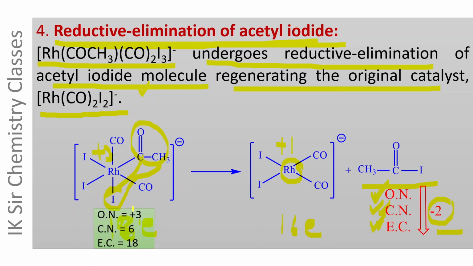The oxidation number is +3, coordination number is 6, and electron count is 18, but in the product the oxidation number is +1, the coordination number is 4, and electron count is 16. Thus we see that all decrease by 2 units.